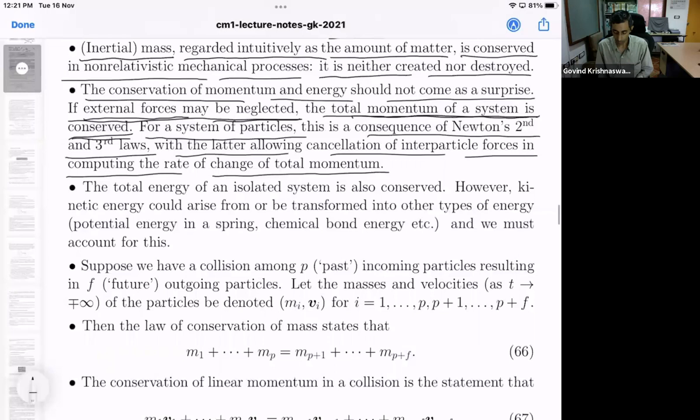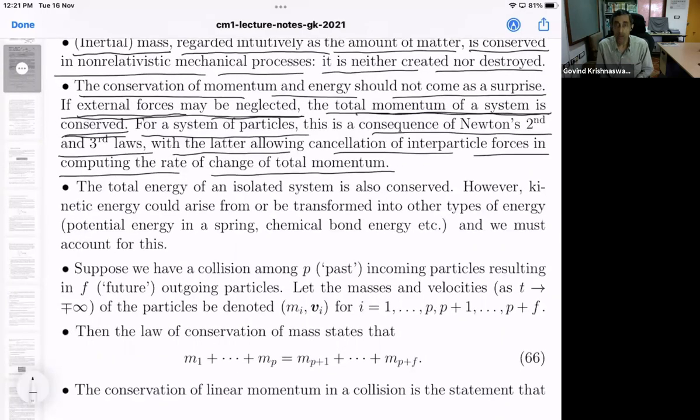That is as far as mass and momentum conservation are concerned. The total energy of an isolated system is also conserved. An isolated system, one that is not able to transmit energy to the environment or receive energy from the environment, has its energy conserved. However, the kinetic energy of the particles in that system need not be conserved.